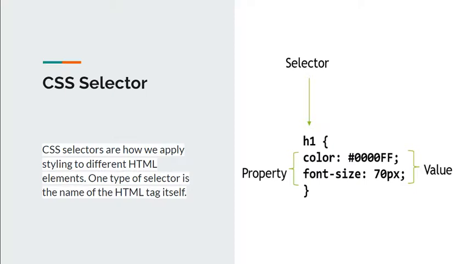So in place of H1, you could have a P, a paragraph. You could have an unordered list. You could have a list. All right. So in place of H1, it could be H2, H3, H6, whatever. So this is the format, or the syntax, for writing your styling for a particular element, for a particular tag in your HTML file.